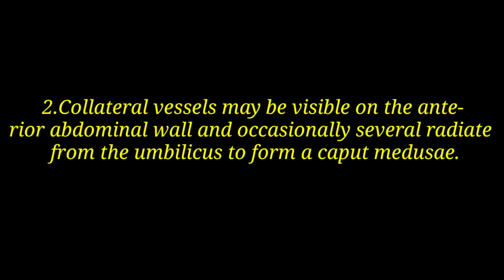Collateral vessels may be visible on the anterior abdominal wall, and occasionally several radiate from the umbilicus to form a caput medusae. What is the meaning of caput medusae? Caput medusae is the name for a cluster of swollen veins in your abdomen. The swelling usually appears around the belly button and the veins branch out from a central point. They are typically painless, but they are a symptom of a circulatory problem that is often related to liver disease.